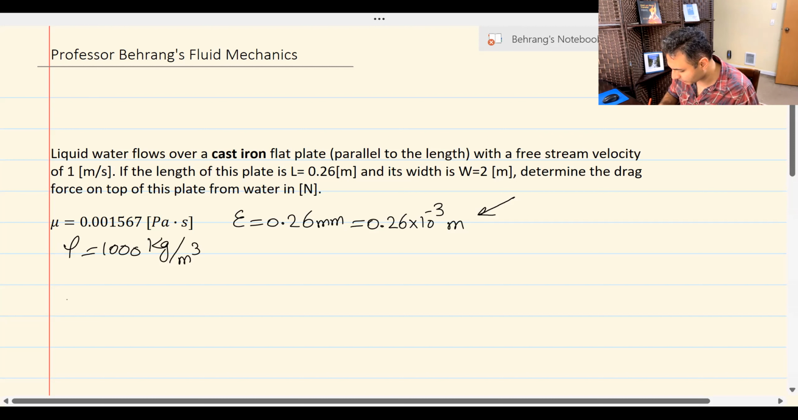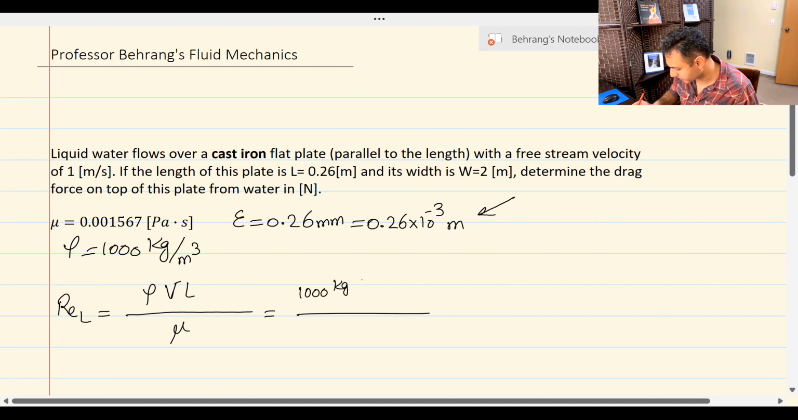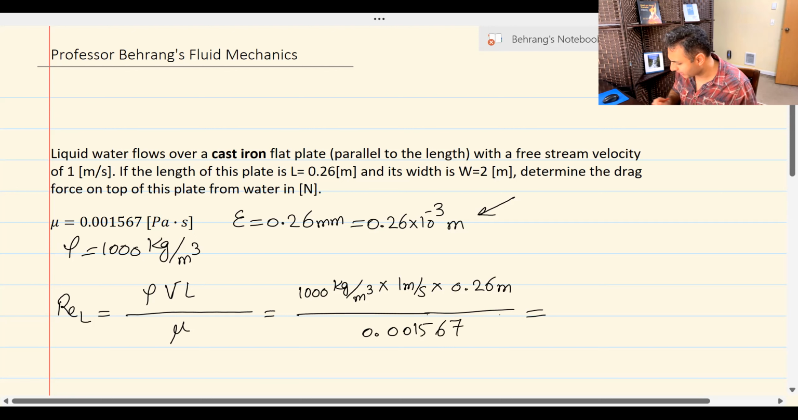The first step in solving a problem like this is always calculating Reynolds L. Reynolds L would be rho times V times L over mu, and Reynolds number is non-dimensionalized, right? So, density of 1,000 kilograms per meter cubed times velocity, which is given as 1 meter per second, times length, which is 0.26 meters in this case, over viscosity, which is 0.001567. You can go ahead and calculate the Reynolds number again.